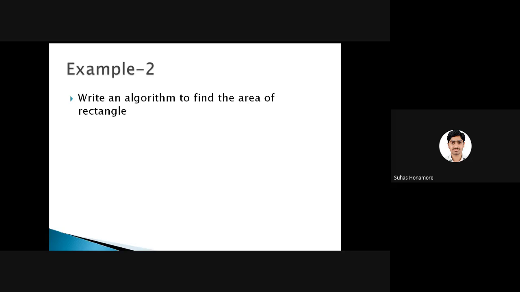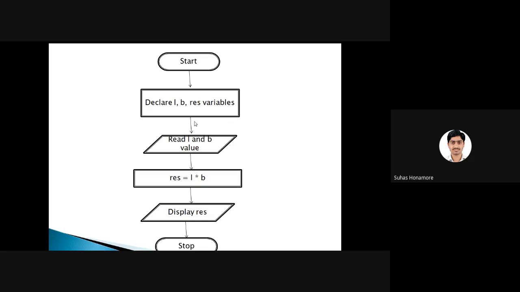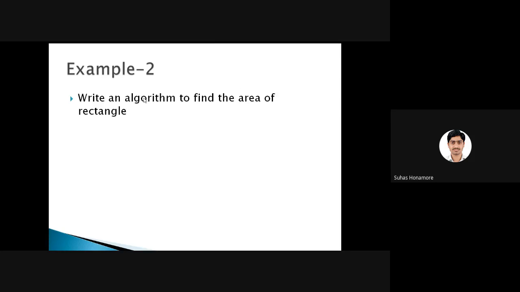To identify the area of a rectangle, we required three variables: length, breadth, and the actual result wherever we store it, area. You can give any variable name, such as area or result. So this is what we have written the flow chart for. Sorry, by mistake it said algorithm; this has to be flow chart.